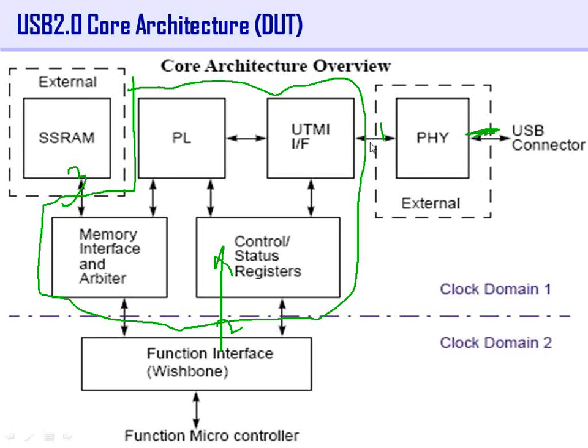What is the functionality of the UTMI interface? Doing speed negotiation, doing enumeration, handling data transfer, generating frames and taking care of data transfer. Fourth, taking care of suspend and resume operations. And also, of course, the initial bring up of all the things has to be done through the UTMI interface. Any doubts till this point?